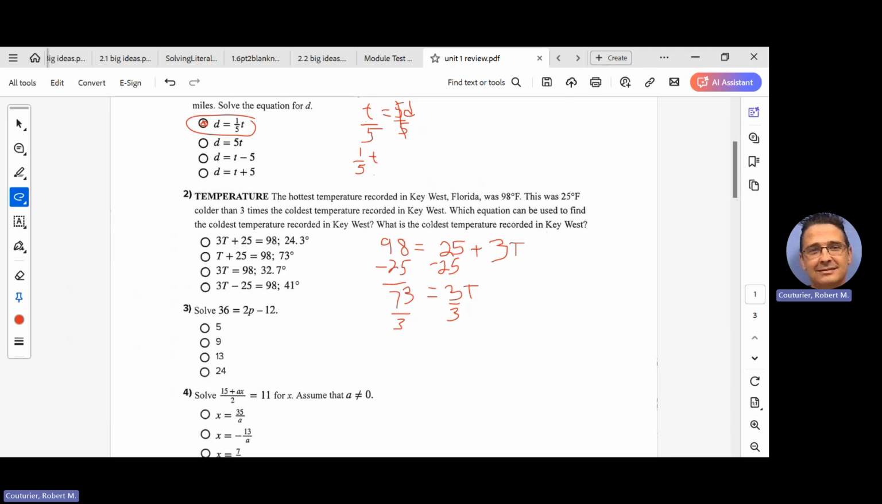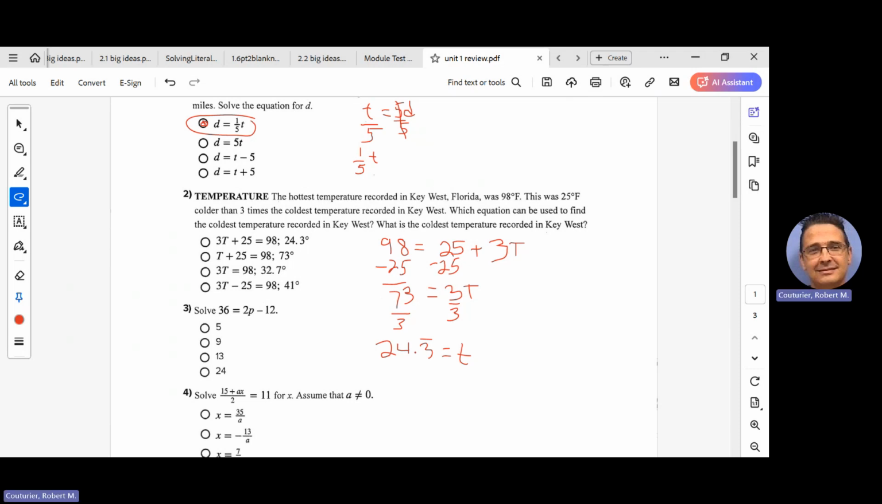73 divided by 3 gives us a decimal, 24.33333 repeating. Does that match up to any of our answers? Well, look, the 23 does. 24.3. They rounded. Great. And does the equation match? 3t plus 25. We have 25 plus 3t. We're good. We might have written it backwards, but that is still an equivalent statement.